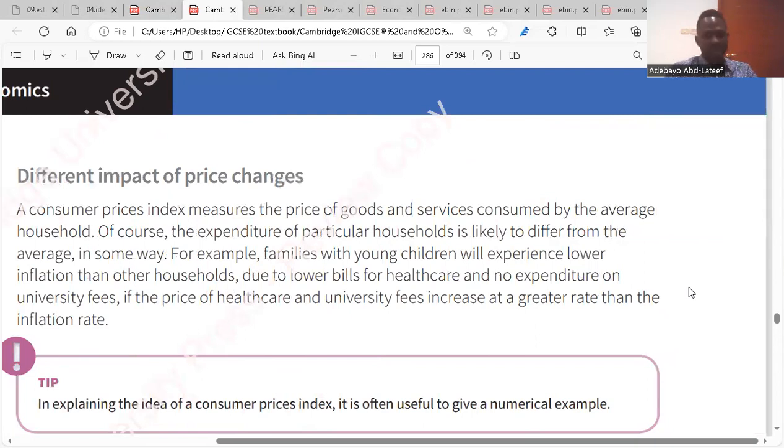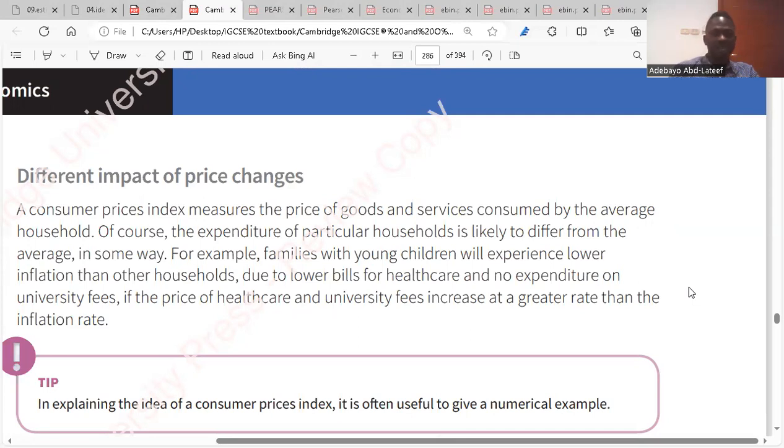Different impact of price changes. We said a consumer prices index measures the price of goods and services consumed by the average household. So of course, the expenditure of a particular household is likely to differ from the average in some way. For example, families with young children will experience lower inflation than other households due to lower bills for healthcare and no expenditure on university fees. If the price of healthcare and university fees increase at a greater rate than the inflation rate.